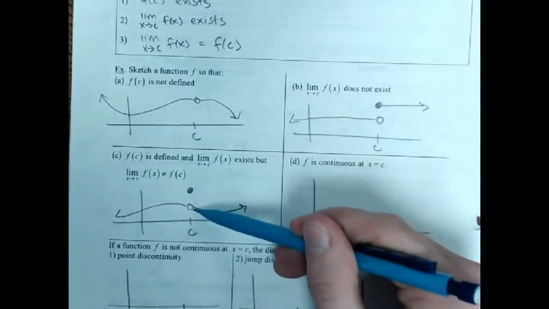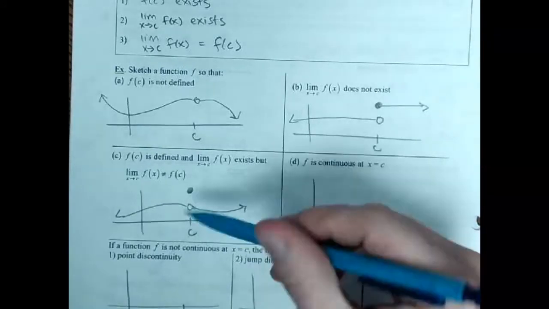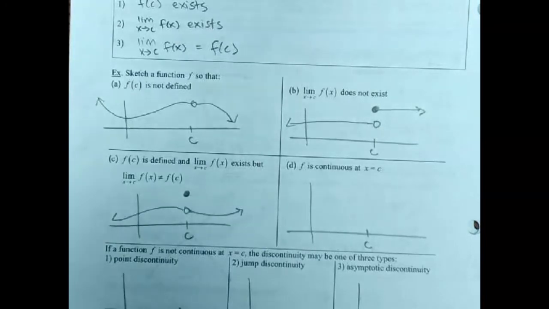Remember, the limit tells you where that function ideally should be, where it's supposed to exist. The solid dot is where it actually is. And if there's any type of disconnect, if those aren't the same thing, then the graph is going to be discontinuous. And then part D is easiest, continuous.